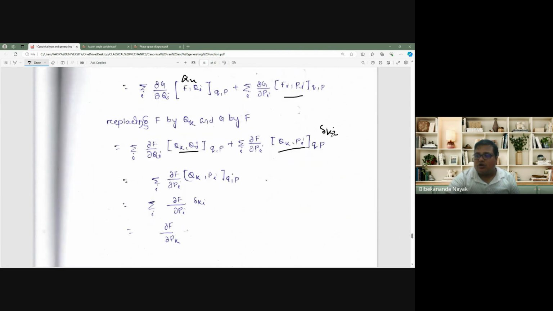That means all k's will be replaced by i, or i should be replaced by k. So we found del f by del pi, where i is replaced by k. {qk, pi} is delta ki, putting delta ki, i becomes k, so the sum of del f by del pi will be del f by del pk.